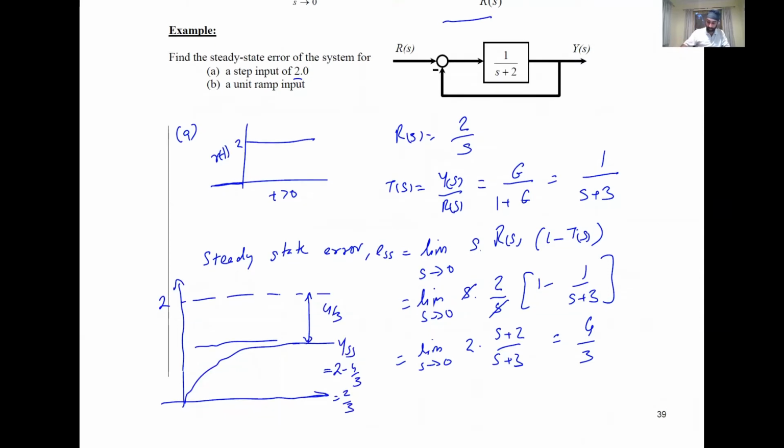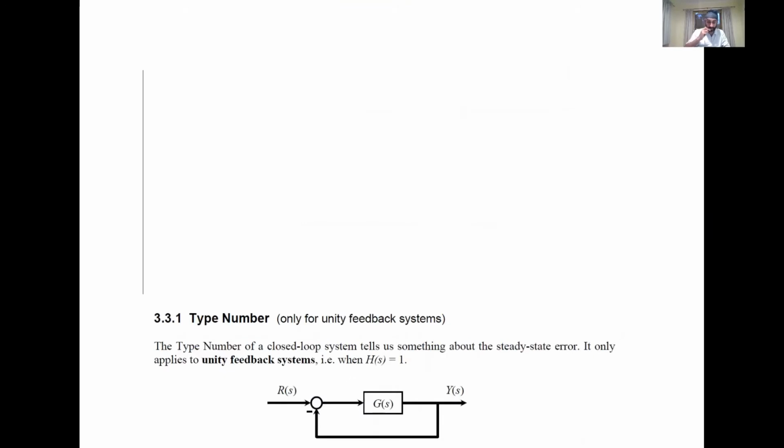So the next problem is asking about what happens when we apply a unit ramp input. So in this case, the unit ramp signal r(t) is equal to t, or R(s) is equal to 1 over s squared.